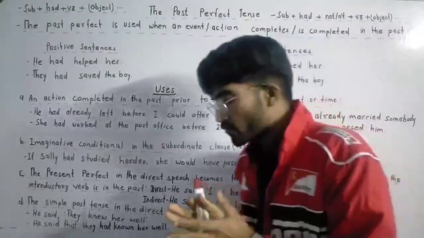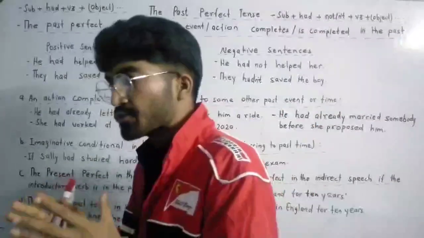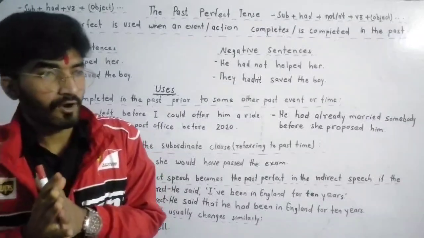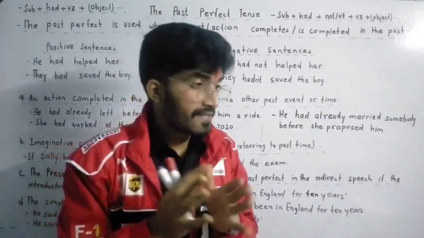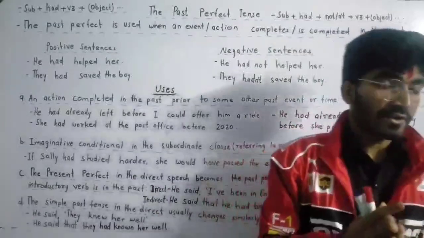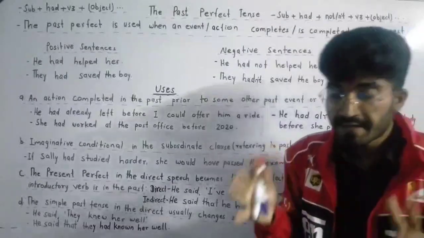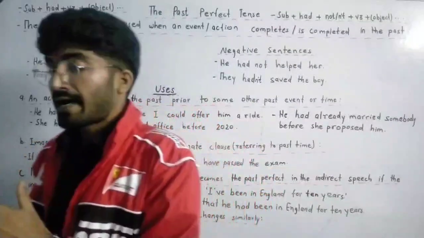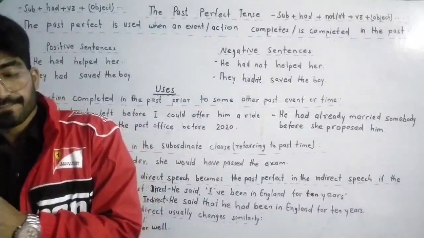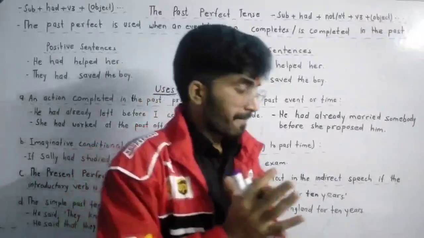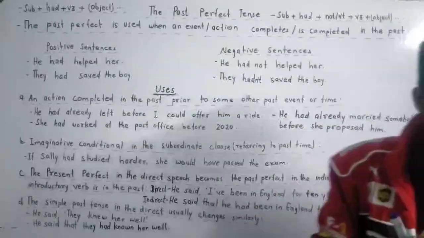And talking about its structure, basically we use had plus verb 3. While forming negative sentences, we use had, and after had we use not or n't.